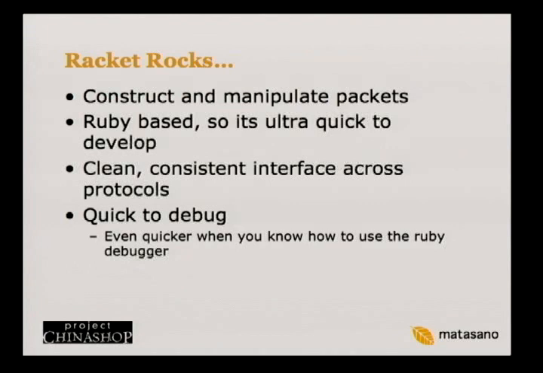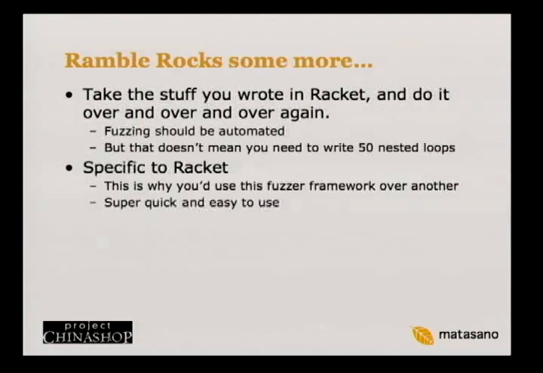Interesting. So Ramble is the fuzzing framework. You take the stuff you write in Racket and you automate it and do all sorts of cool things with that. It is specific to Racket. Is that really true, Dino? Nah, not so much. It's actually a general purpose sort of fuzzing iteration and fuzz generation.